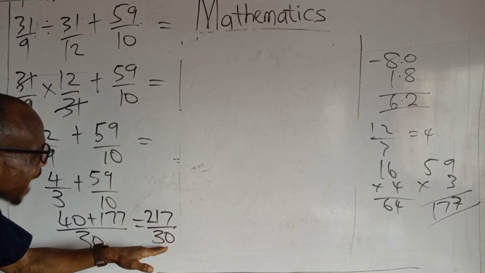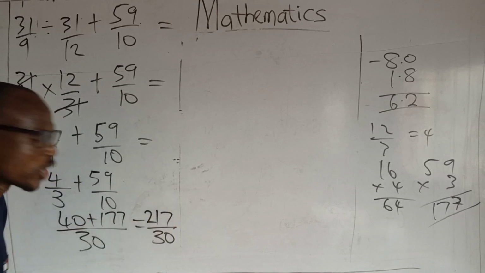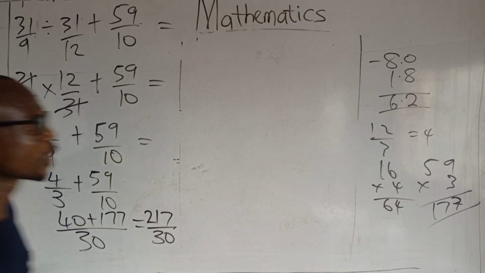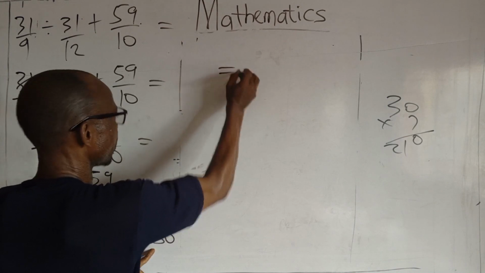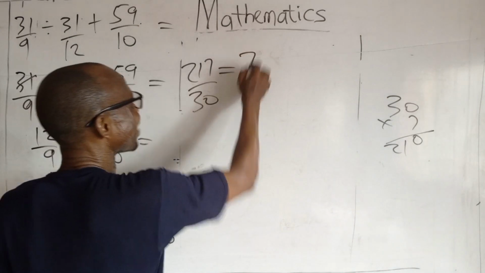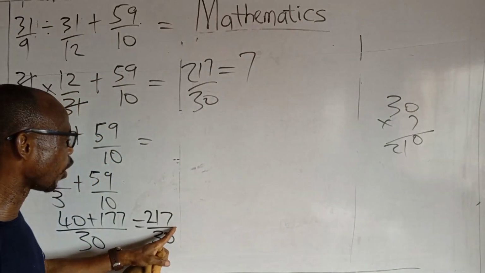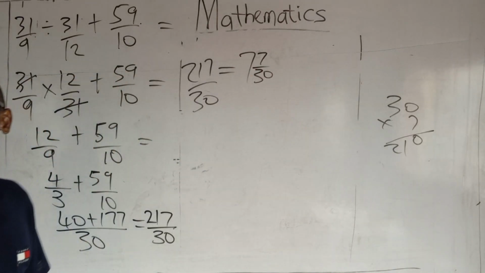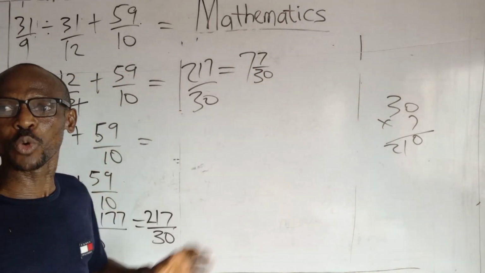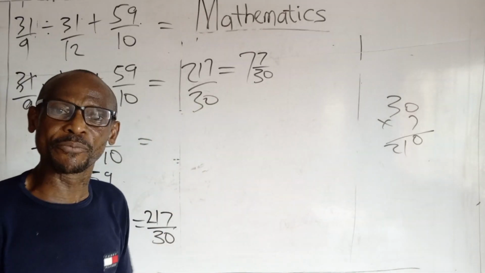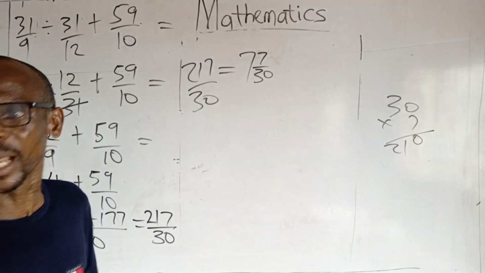How many times will 30 go into 217? We have 7 times. So we are going to be left with what? So that is equal to what? 217 divided by 30 gives you 7 whole number, and we have 7 over 30. So that is the answer for that question. So this is operations of what? BODMAS, following the various operations in their order.